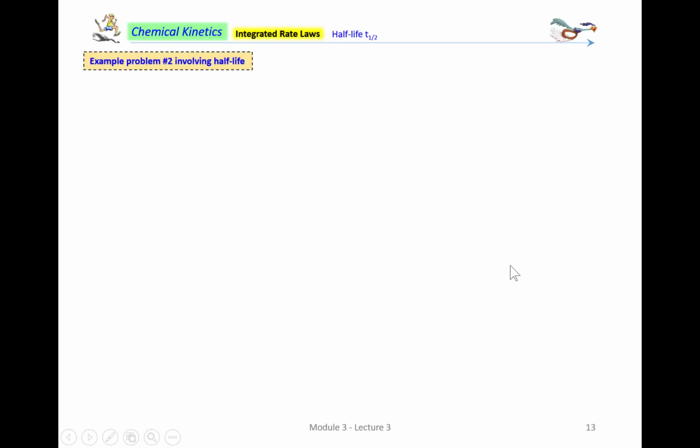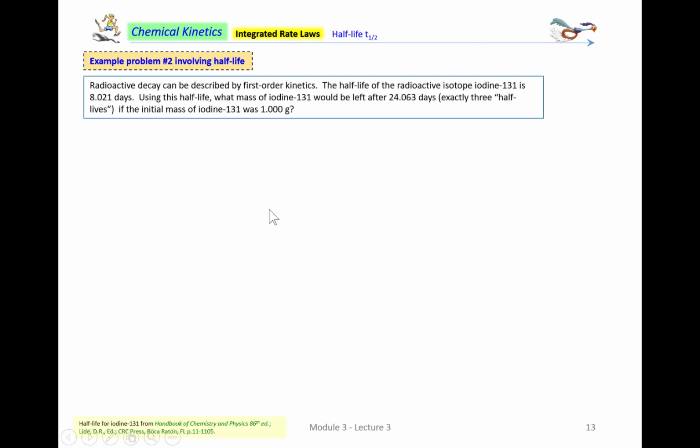Here's another example of a problem involving half-life. Radioactive decay can be described by first-order kinetics. The half-life of the radioactive isotope iodine-131 is a little over 8 days. It's 8.021 days. Now, using this half-life, we could ask what mass of iodine-131 would be left after 24.063 days, which, not coincidentally, is exactly 3 half-lives.